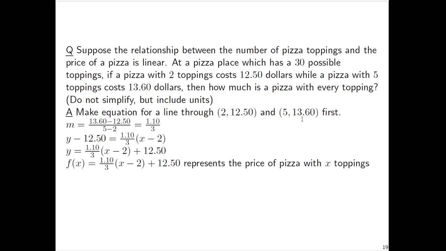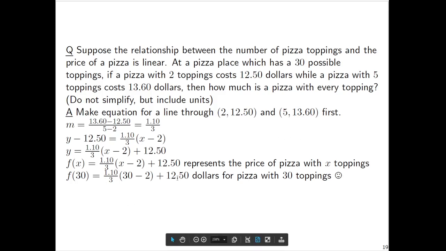But then we can now find out, what about a pizza that has all 30 toppings? So we just need to compute f of 30, right? So then this number here, all we did was replace every x with a 30 without worrying about simplifying. This number could certainly be punched into a calculator or whatever, and this in dollars, there's the units, represents the price of a pizza with all 30 toppings on it.